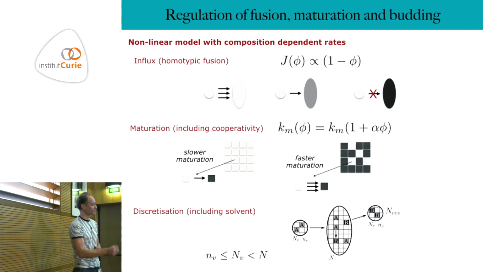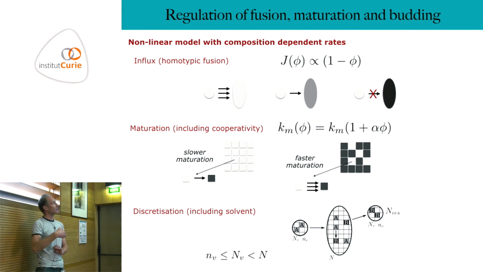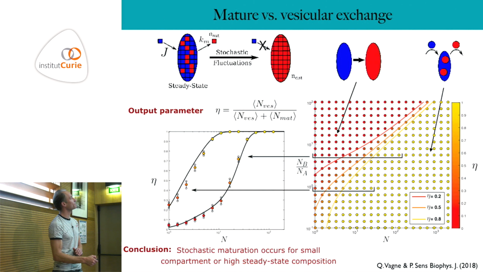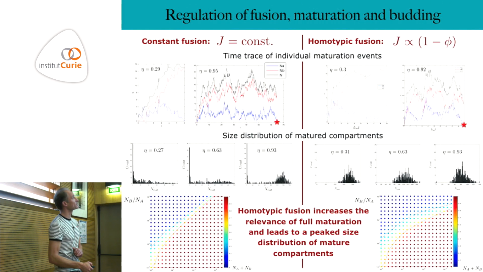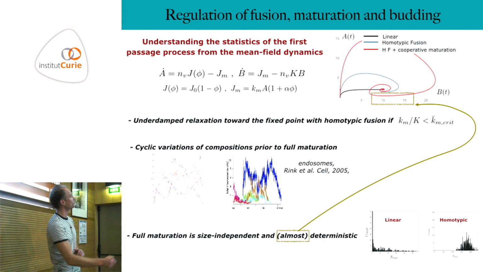Okay, and then you can complexify this model a bit. The most important element of complexity you can add is this: in this model the influx was constant, which doesn't really make sense because homotypic fusion should tell you that the influx decreases when the red color increases. So if you put that in the model, so you say that the influx depends on the composition, then you get a more interesting dynamics. So just to show you what's more interesting, well, it's this.